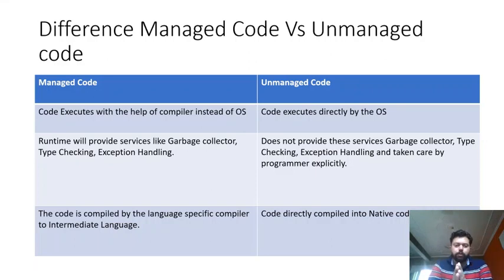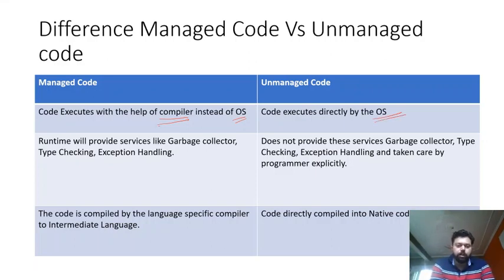Now, what is managed code? Managed code is that code which is executed with the help of a compiler, not directly by the operating system. So the first difference is the code which executes with the help of a compiler instead of the operating system. Now, what is unmanaged code? Unmanaged code is that code which is executed directly by the operating system.